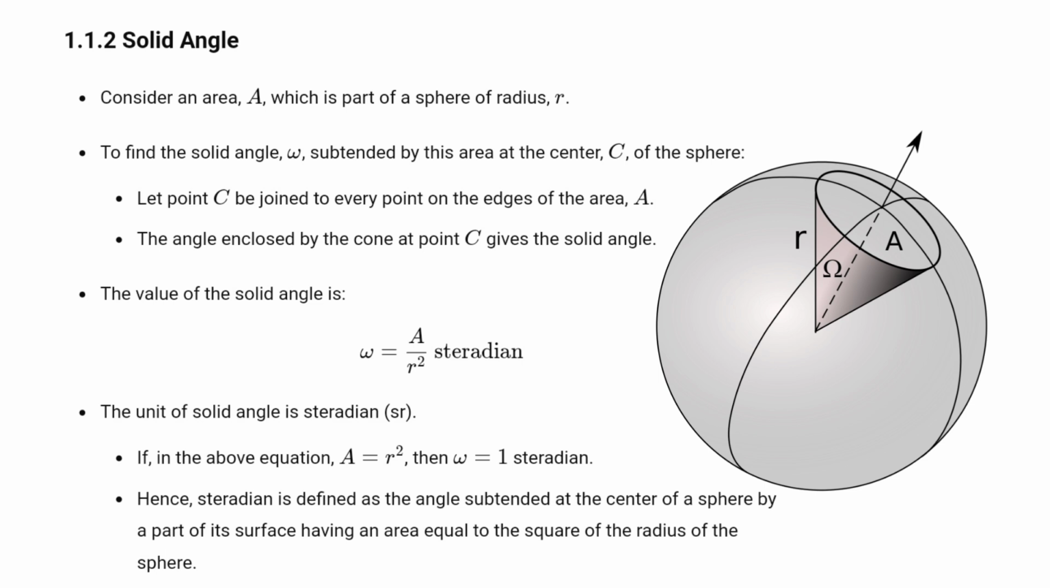In simpler terms, a steradian measures how big a piece of a sphere looks from the center. If you cut out a piece of a sphere that has an area equal to r squared, the angle it makes from the center is 1 steradian.